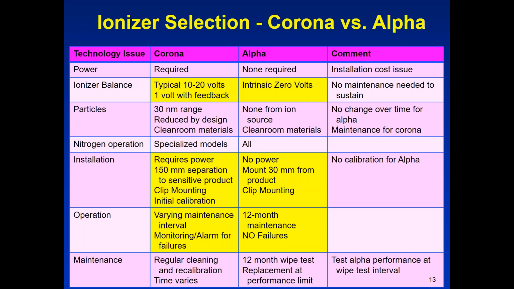You'll have this slide, so I don't want to go over everything in it, but things like the corona ionizer requires a power source, and the alpha ionizer does not require a power source. The corona ionizer has a varying maintenance interval depending upon the cleanliness of the area, the cleanliness of the air where it's used. If you're beyond the maintenance interval, many of the ionizers now contain monitoring and alarm systems for failures. But when you look at the alpha ionizer, your maintenance interval is 12 months, and this is a result of the requirements for owning the alpha ionizer, not because there's any failure. And in fact, there really can be no failures of the alpha ionizer. It's always going to work for you. There are some other issues.